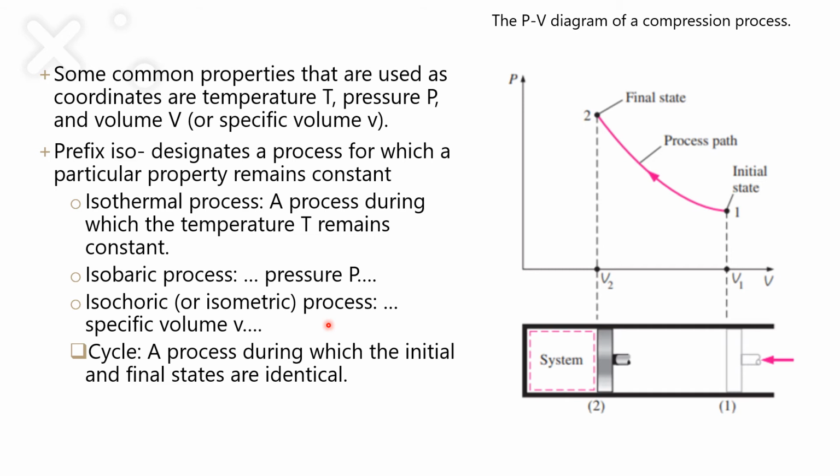A system is said to have undergone a cycle if it returns to its initial state at the end of the process. That is, a cycle means a process in which the initial and final states are identical.